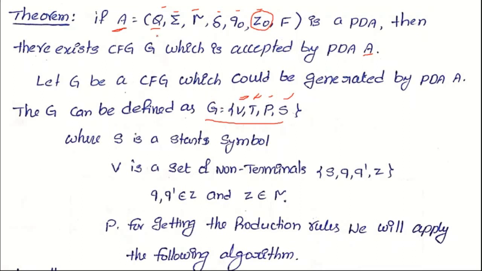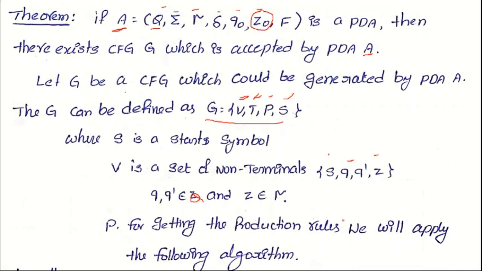Here we assume there is some pushdown automaton, and its equivalent context-free grammar is G. It contains 4 tuples: V, T, P, S. V contains the set of non-terminals, which are built from the symbols used in the stack and the states. Here Q and Q dash are two states belonging to capital Q, and Z belongs to tau, the stack alphabet.